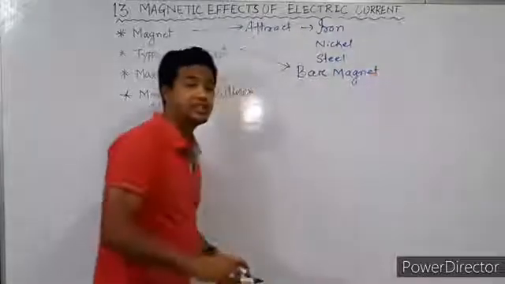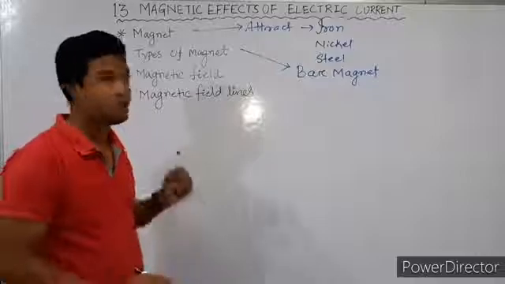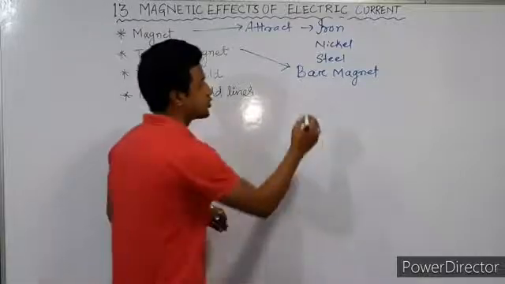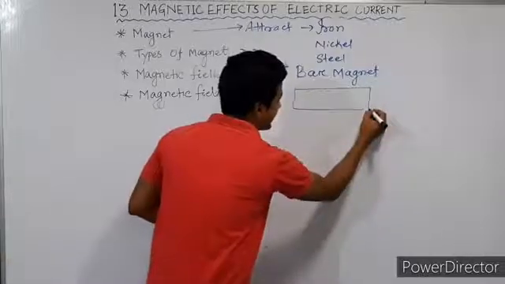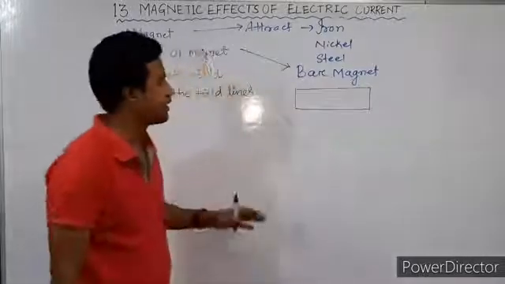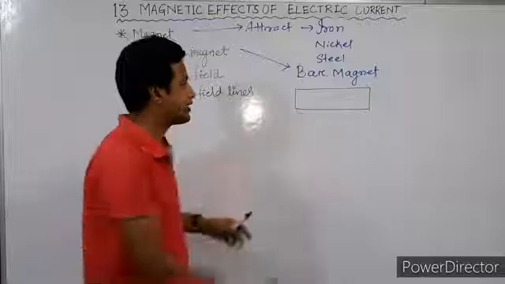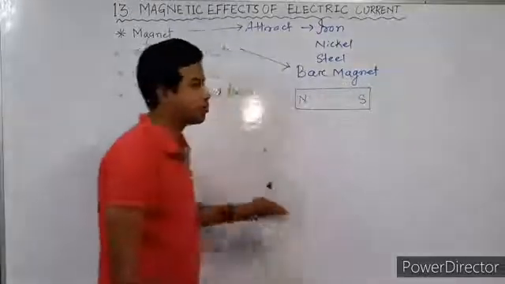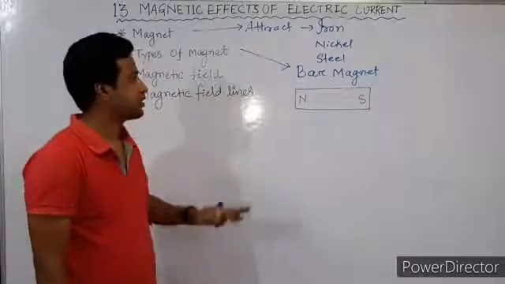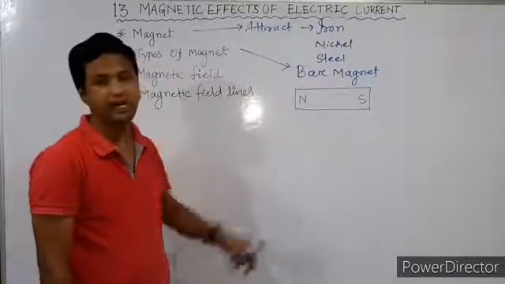A bar magnet is a rectangular shaped substance which has two poles. It is like this: a rectangular shape with a uniform cross-sectional area, and it has two poles. This is the north pole and this is the south pole. This is a diagram of a bar magnet.